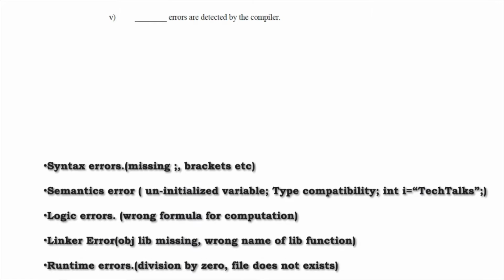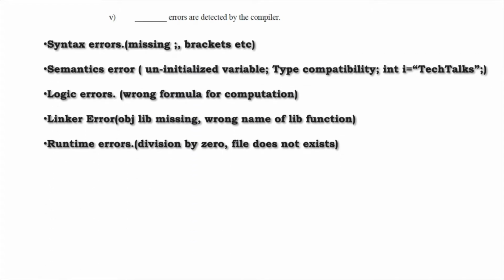Dash errors are detected by the compiler. So first, before answering this question, we need to know a little bit about the errors. What are the different types of errors that may happen in a C program? These are the different kinds of errors, five kinds of errors we are talking about. Syntax error. What are syntax errors? Like some semicolon is missing or some bracket is missing. The compiler can easily detect this kind of error.